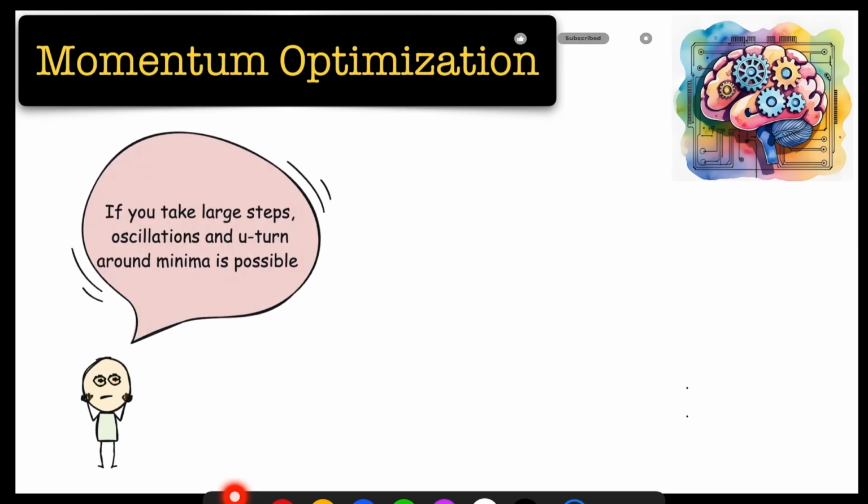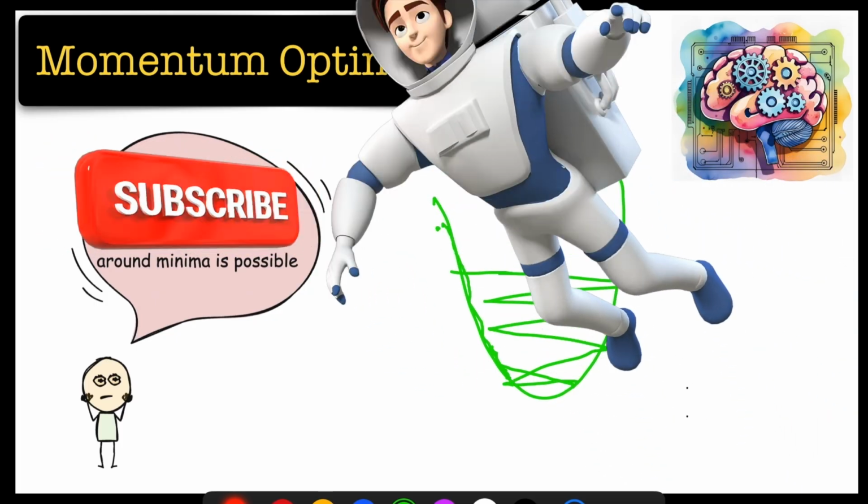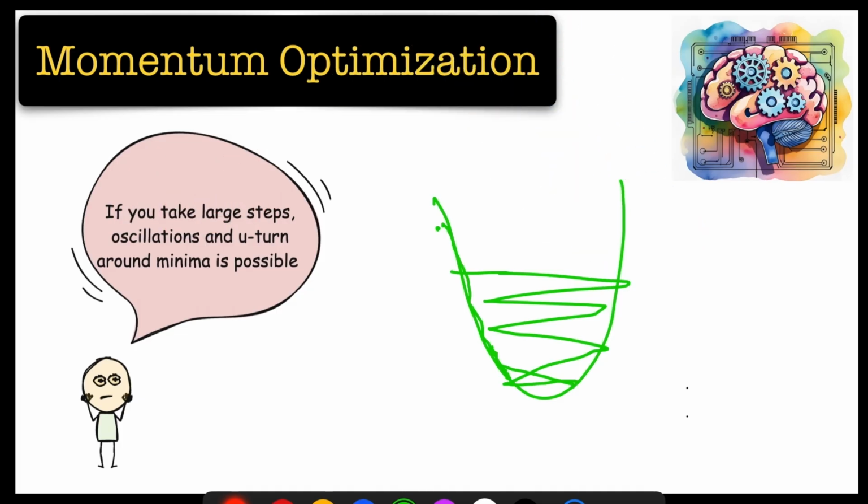Now one thing is, if you take larger steps, oscillations and U-turns around the minima are possible. So if you have a curve like this, and you are taking a large step, it's possible that you will reach here, then from here you might reach there, right? So it might not converge. So that is one drawback we have for momentum.